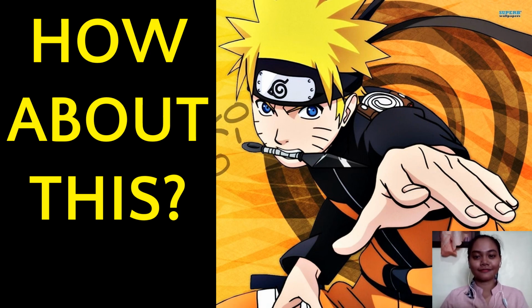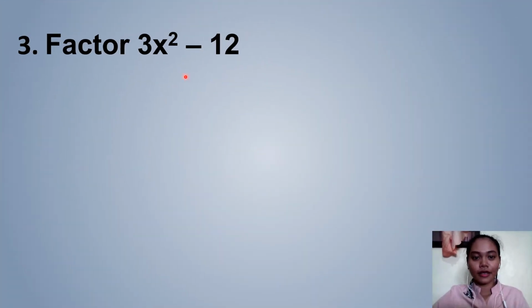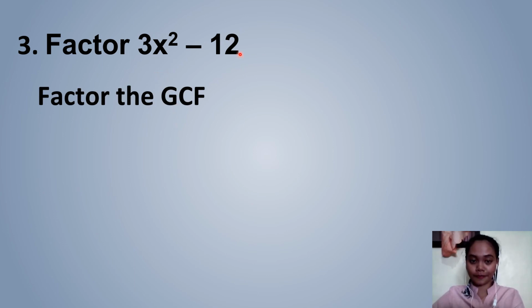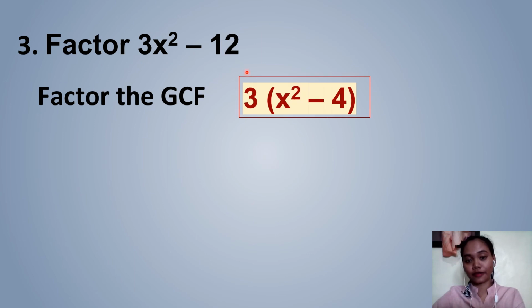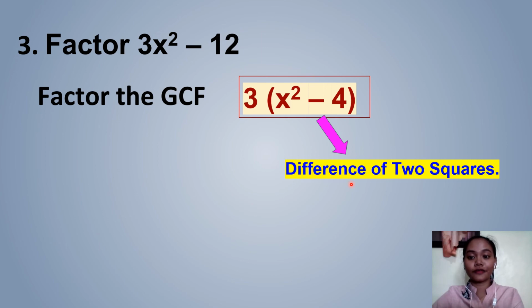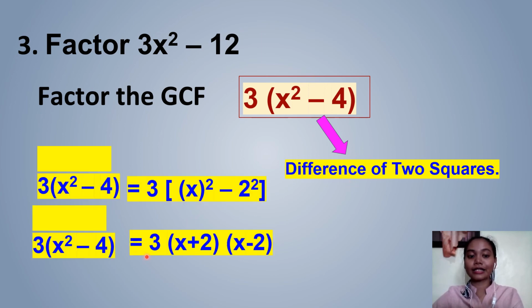How about this? Factor 3x squared minus 12. As you observe, 3x squared and 12 are not both perfect squares. So we need to get the GCF of each term. The GCF of 3x squared and 12 is 3, and the remaining factor is x squared minus 4. X squared minus 4 is already a difference of two squares. So we can write it as 3 multiplied to the product of the two binomials x plus 2 and x minus 2. So these are the factors of this expression.